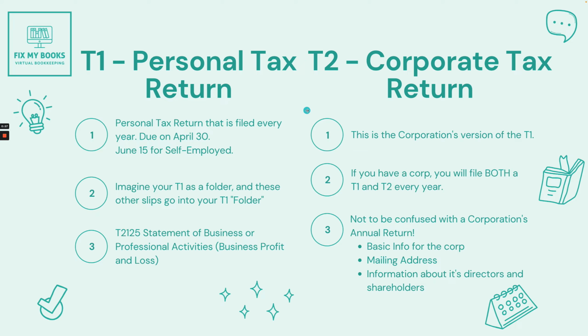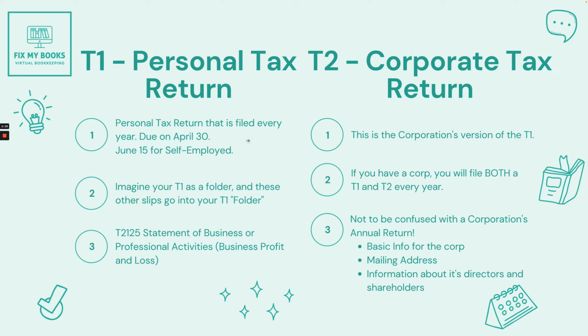It's due every year on April 30th, and the only time that this date changes is if it's on a weekend. So if it's on a weekend, it could be due May 1st or May 2nd, right? And it's due on June 15th if you're self-employed. So if you have a sole proprietorship, it's due on June 15th instead.